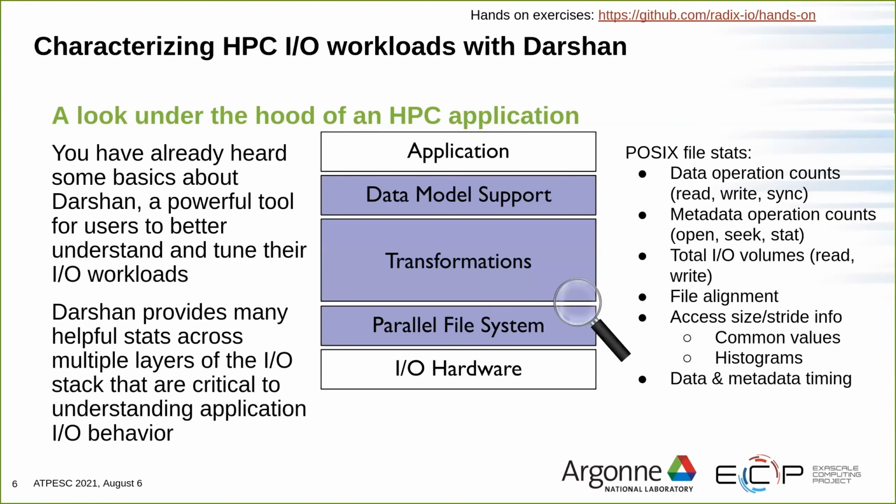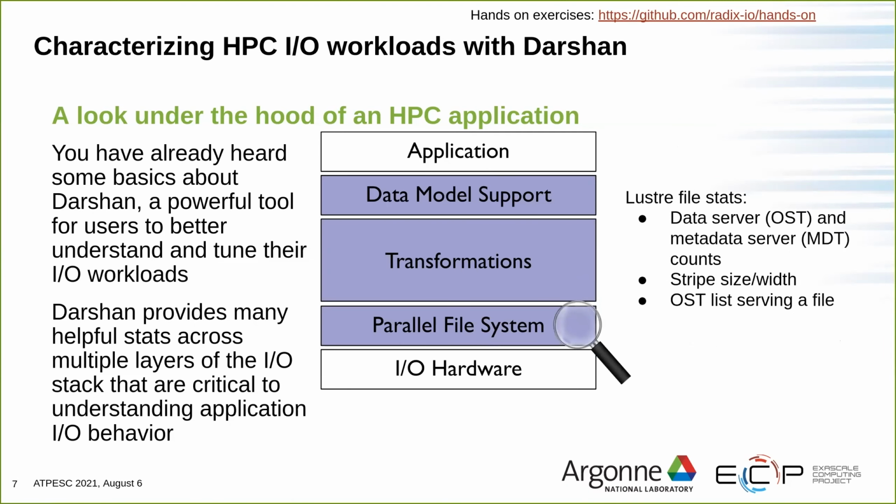We capture file alignment information, which is important, as we'll see in an example in a little bit. We also capture more data and metadata timing at this lowest layer of the software stack. One additional thing we do capture is information on the Lustre parallel file system in particular. That's the only one we capture additional details on. We capture the stripe size and stripe width that are being used, and we also capture, if it's useful, a list of OSTs that serve a particular file.